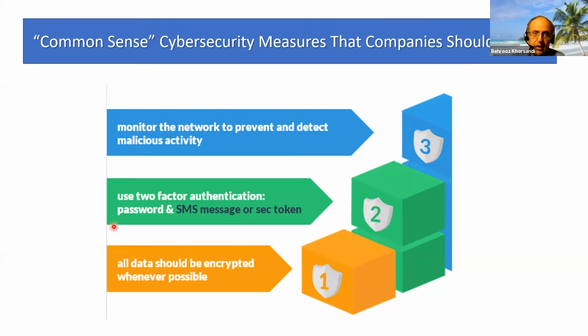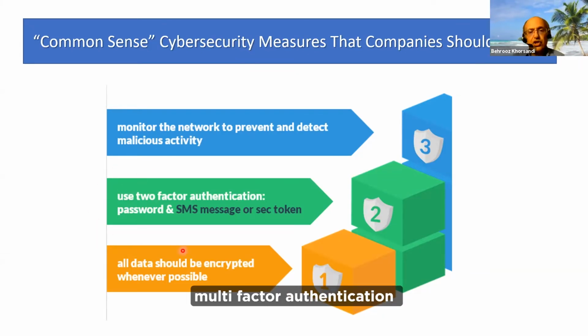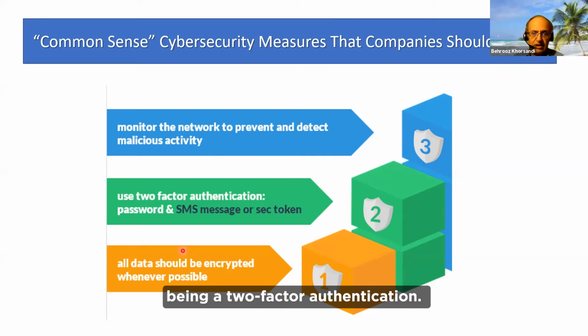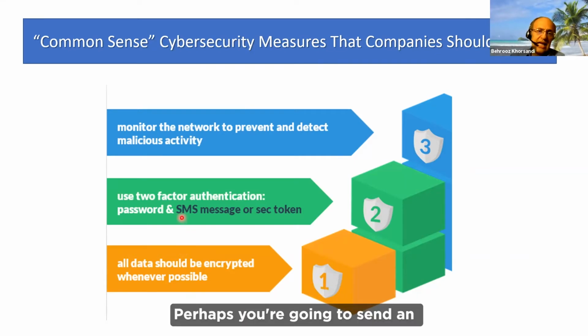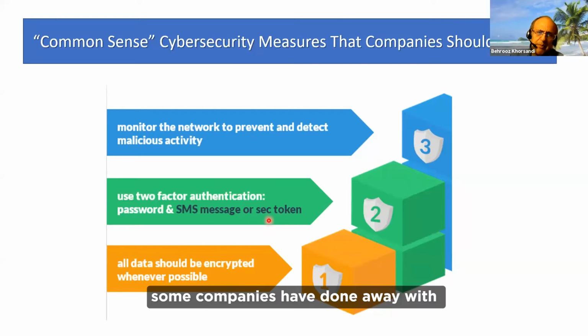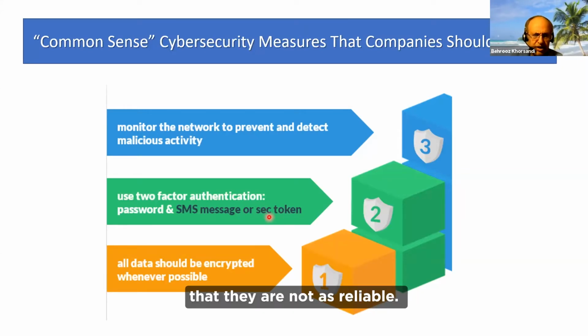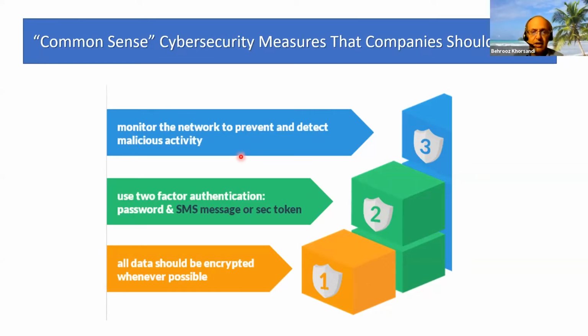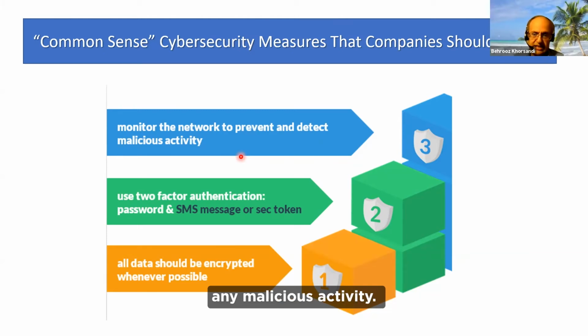You keep hearing about multi-factor authentication, or a simplified version of that being two-factor authentication. Perhaps you're going to send an SMS message to someone, maybe you send a message to somebody's laptop or tablet, and then from there you type that number in, which only you would receive. Or maybe you receive some kind of a security token. Security tokens, some companies have done away with because they have found out that they're not as reliable. And obviously you should monitor your environment, your network 24/7 to prevent and detect any malicious activity.